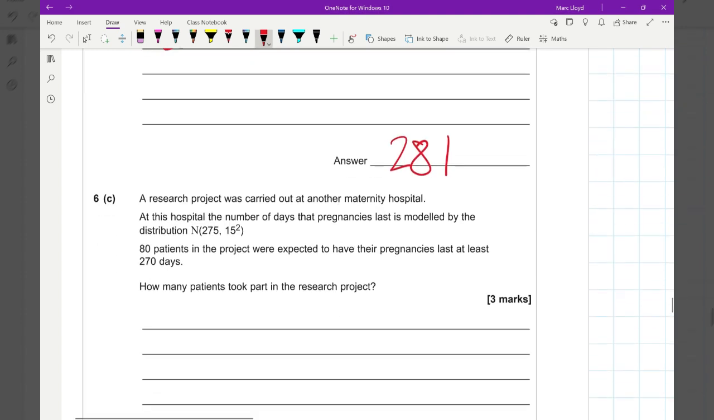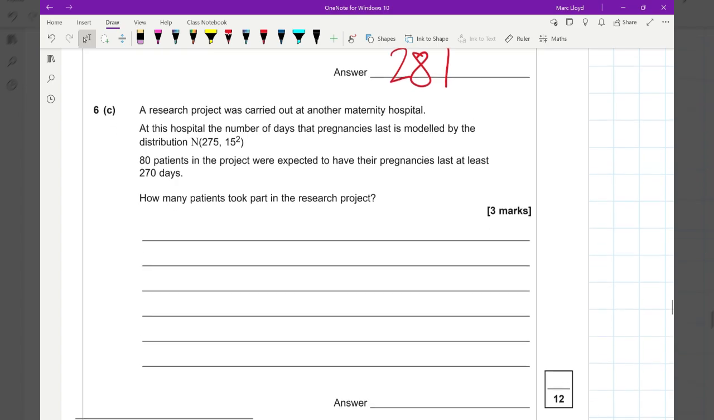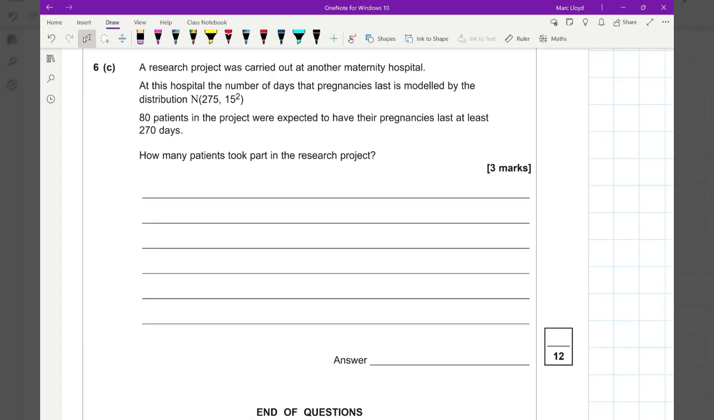Okay, so part C. A research project was carried out at another maternity hospital. At this hospital, the number of days that pregnancies last is modelled by a distribution with a mean of 275, and in this one the standard deviation is 15. 80 patients in the project were expected to have their pregnancies last at least 270 days. So up and down into there. 80 patients, 270, that's below the mean. So that's going to be there. That's these guys here.